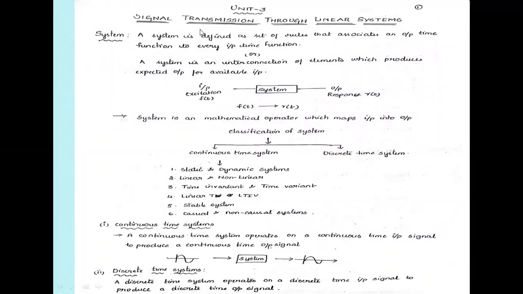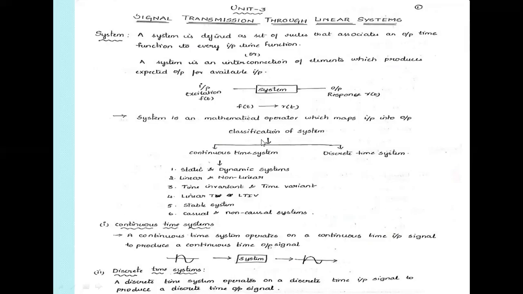See the signal transmission through the linear system. You know, a system is defined as a set of rules that associate an output time function to every input time function. We already discussed this. For a system with the input excitation f of t, the output response is y of t, or x of t, whatever it is. Here they wrote it as r of t.